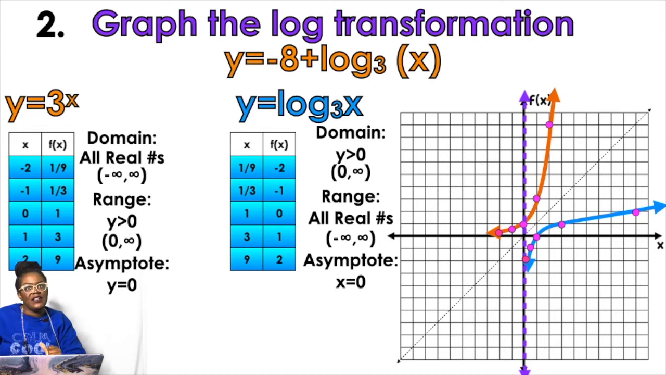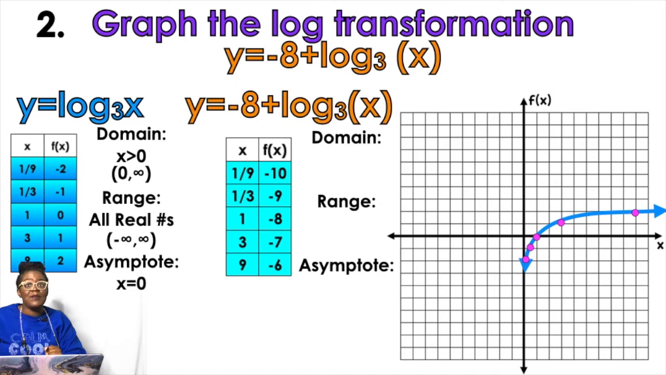Okay, but am I done? I am not done. I'm going to take that, and now we're gonna apply the transformation. Now I know that everything needs to be moved down 8 spaces, right? So this is my table, and we're gonna go ahead and shift all the points down 8 spaces. And this is gonna be my log.